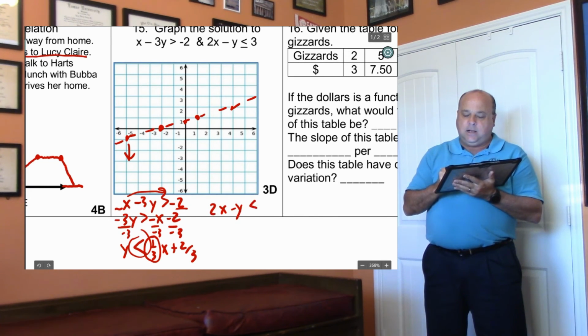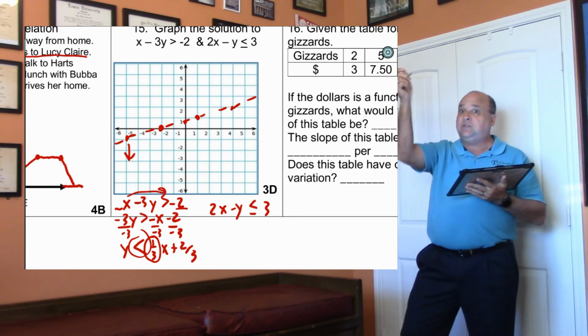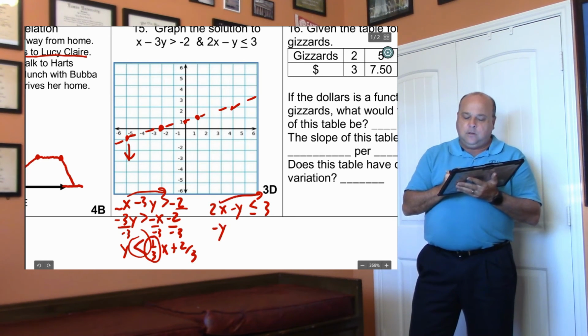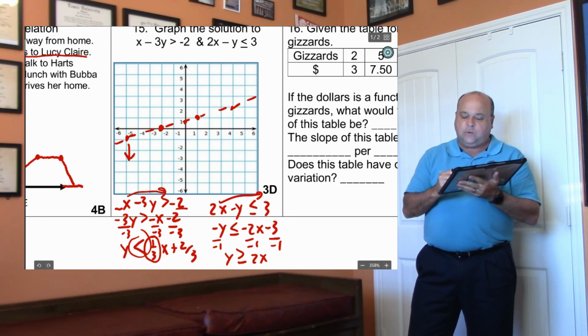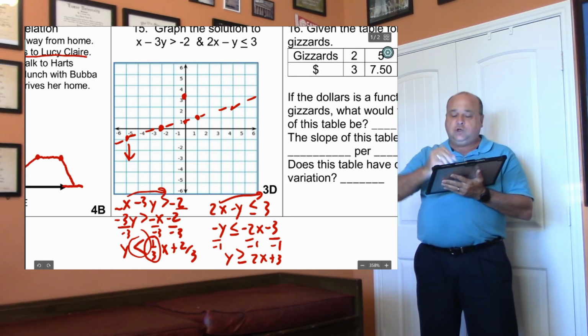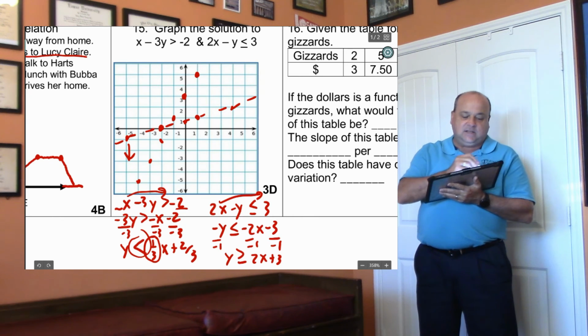2x minus y less than or equal to 3. This line will be solid, won't it? And the y is negative, so it's going to flip. We're going to shade this up, aren't we? Okay, so I'm going to move the 2x to the right. So -y less than or equal to -2x plus 3. And then I'm going to divide by -1. And I'm going to get y, flip, greater than or equal to 2x minus 3. So my y-intercept is -3, and my slope is 2, so up 2, right 1. Then down 2, left 1, down 2, left 1. And it's going to be a solid line. Let me do it in a different color since I can.